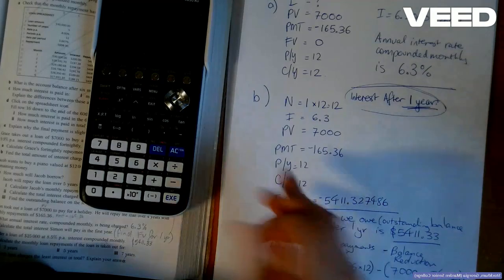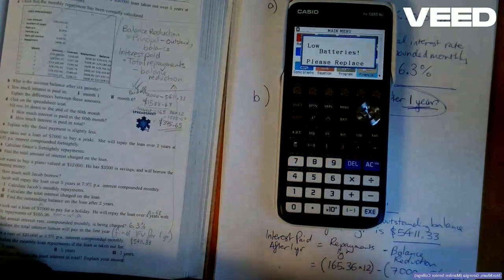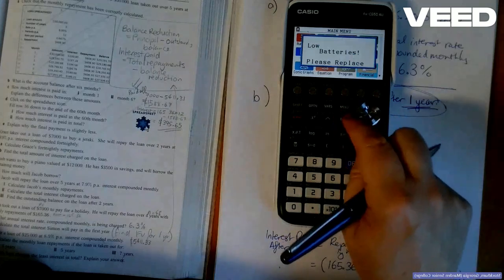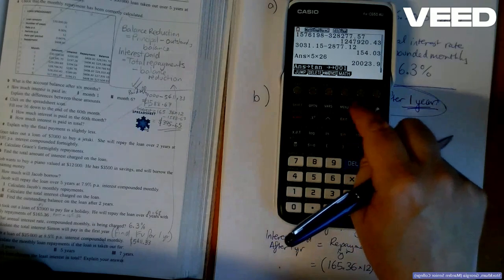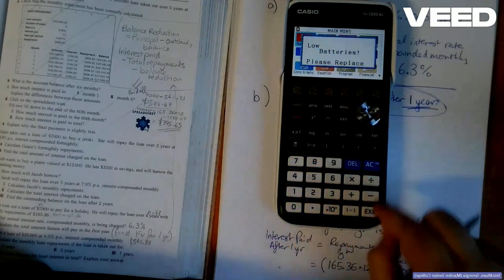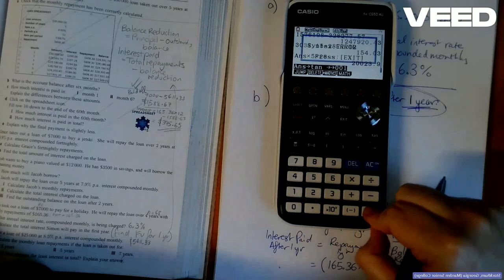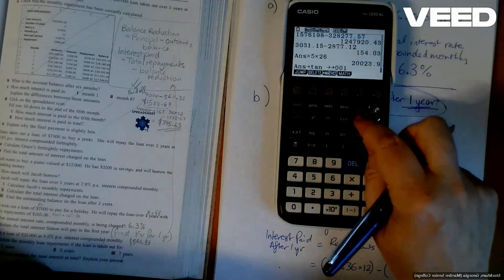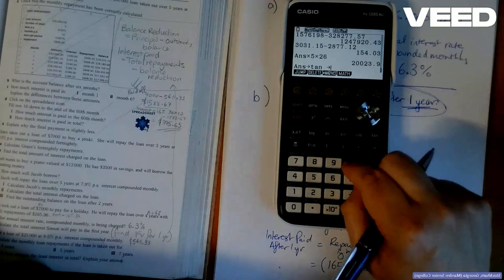If we calculate that, now we're going to have to jump back to the calculator. Excellent, low batteries. Thank you. I've got to do that. Okay. I'm not doing very well at all. Let's just delete all this, get it out of the way. I don't know, it must have been in my bag.